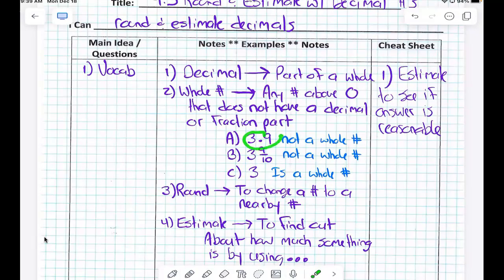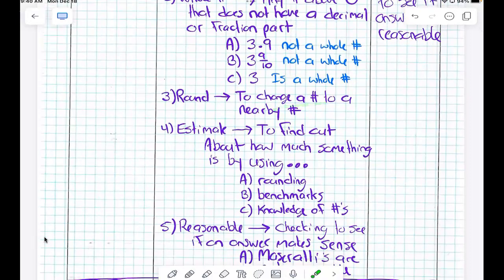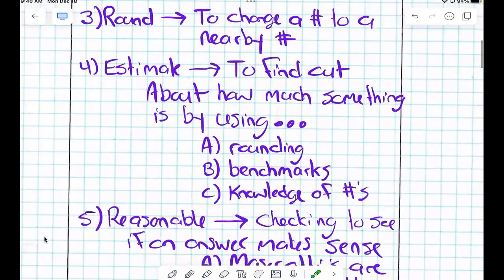Question, is this a whole number? No. Is this a whole number? No. Is this a whole number? Yes. So whole numbers do not have decimal and fraction parts, right? Yes. And we know what rounding is, to change to a nearby number, yeah? Yeah. Estimating. There are three things we use when estimating.